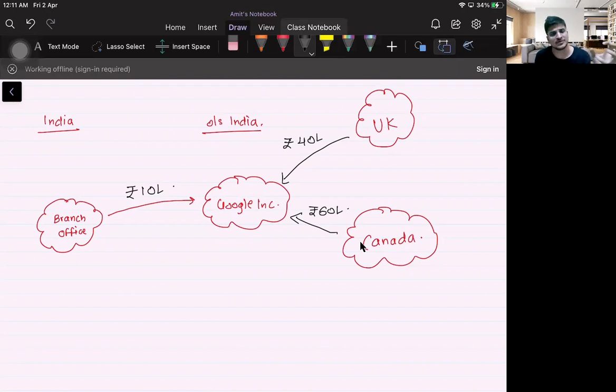And from that branch office, it is earning 10 lakh rupees. Google Inc. is earning 10 lakh rupees from its branch office in India. But Google Inc. has another business in the UK also, and another business in Canada also. So what is Google Inc.'s total income? 10 lakh came from India, 40 lakh from the UK, 60 lakh from Canada.